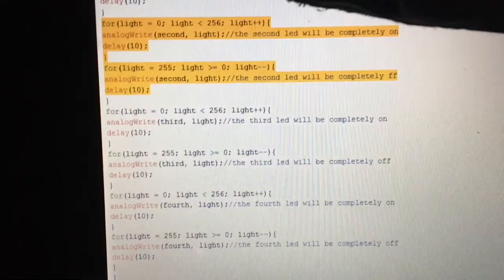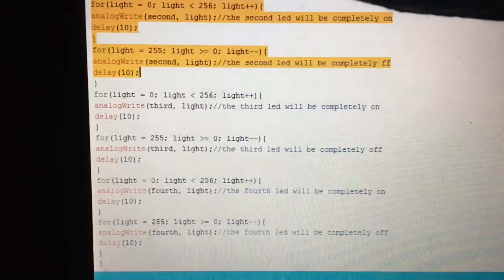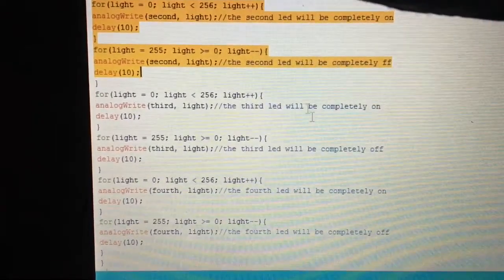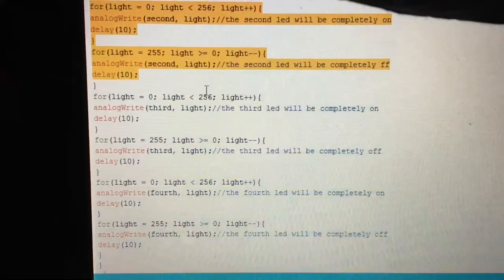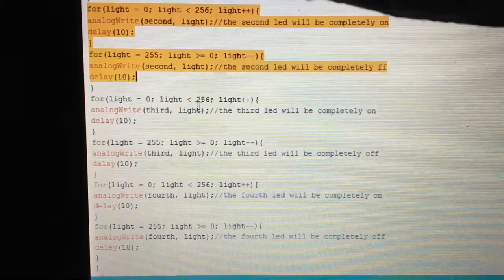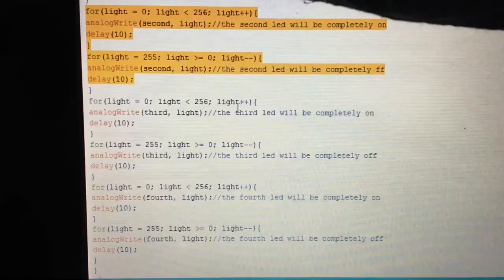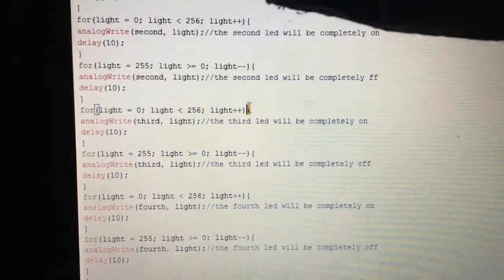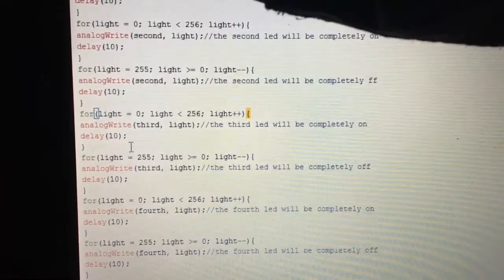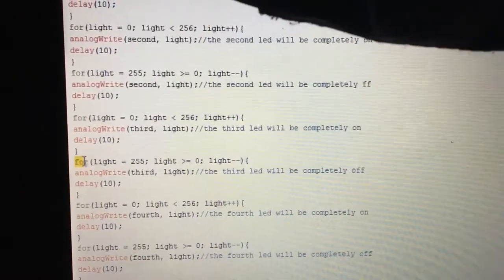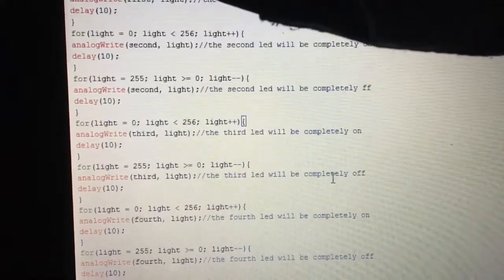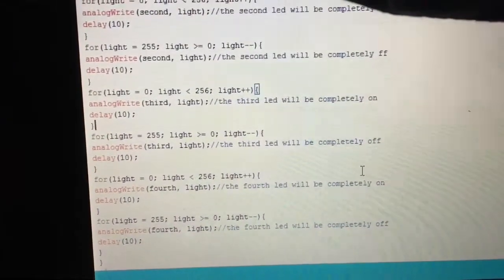Then we use the for command again to make the LEDs turn off progressively. This by determining that the starting value should be 255, meaning it should be completely on, and to decrease its value to 0 so that it would be off. To do this, we used 2 minus signs to determine it should decrease. Finally, we repeated this process for all the other LEDs.